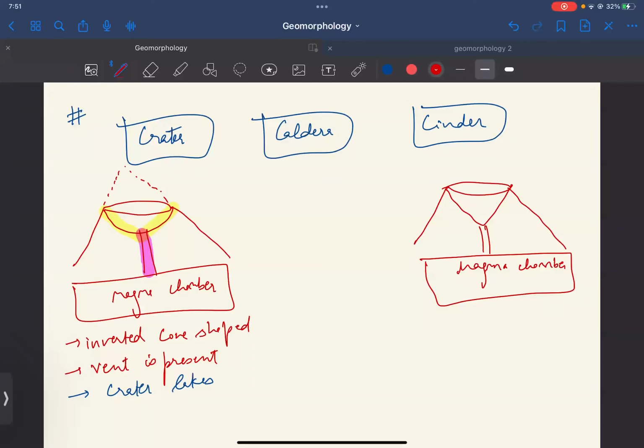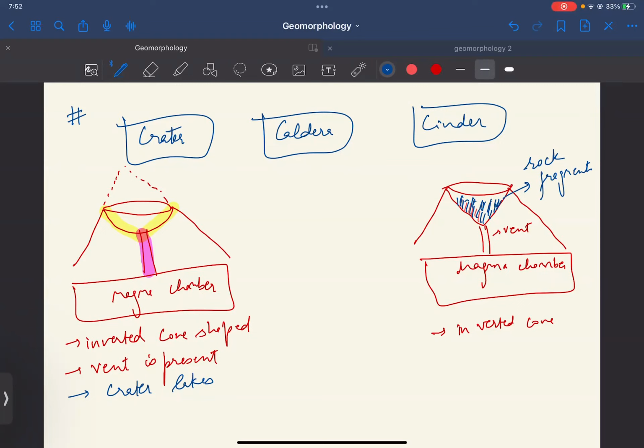Alright. So see, in the case of cinder cones, it looks like a crater only, an inverted cone. The inverted cone is present, connected to the magma chamber, and the vent is there. But the only difference is that in the case of cinder cones, there is a presence of rock fragments. So broken rock pieces are present over here. Along the vents we find rock fragments, but in the case of a crater, you may or may not find them.